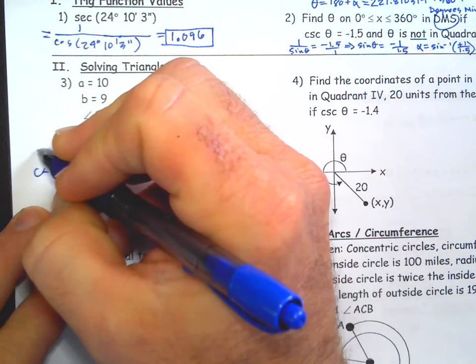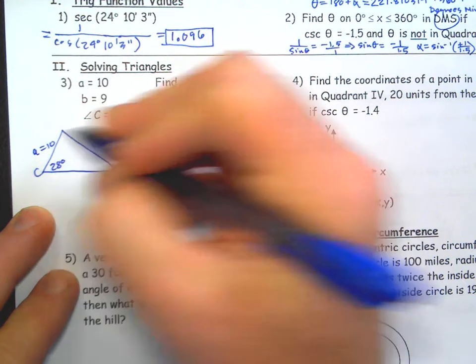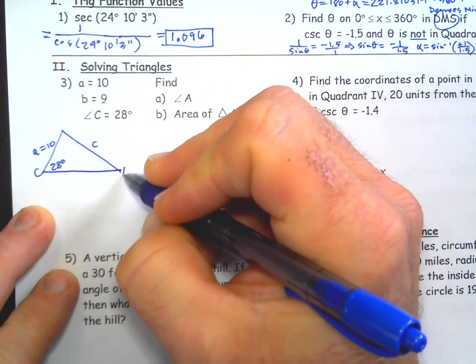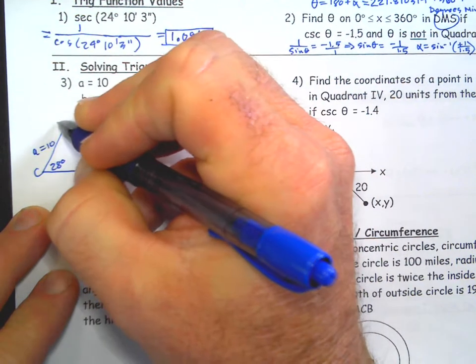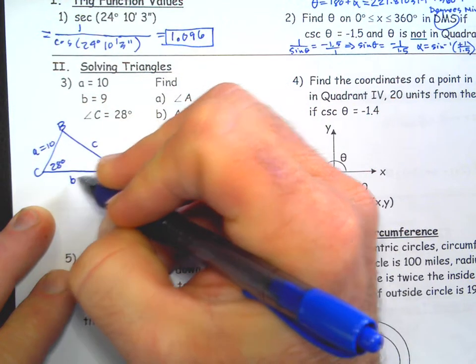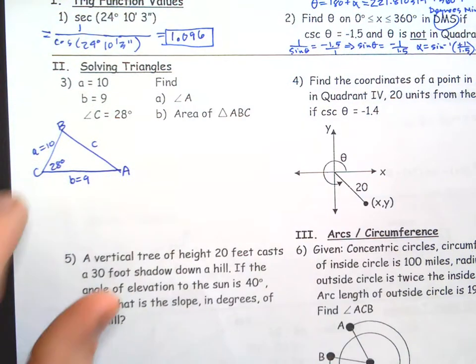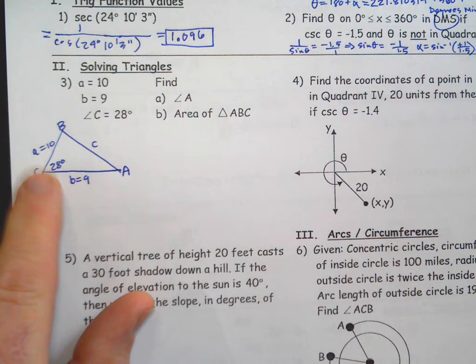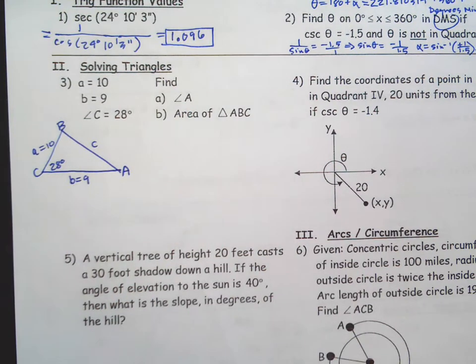Well, that could be, little a equals 10. And that would be capital A. And then this would have to be capital B. And this would be little b. And little b is 9. So anyways, I just find it convenient to put the one known angle right there in that left kind of bottom corner.